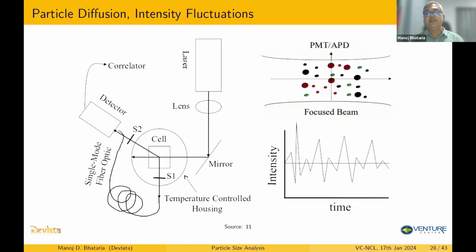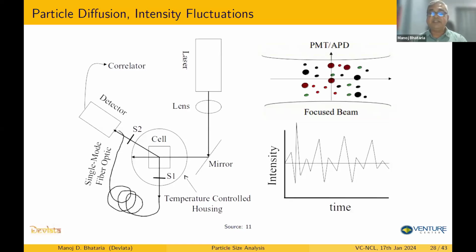So the signal which appears on the detector is given on the right-hand side below graph. That is the intensity versus time. So you have some intensity, some kind of a random fluctuation over the average. So if you say intensity is in terms of photons which appear on the detector in a given time period, that is how these photons appear on the detector.